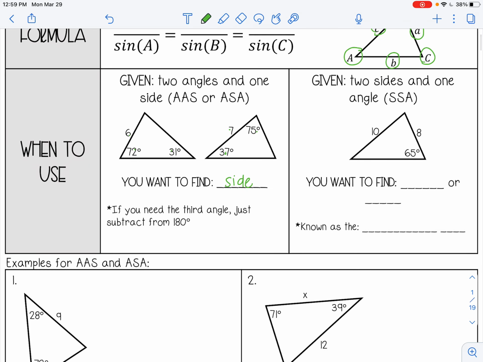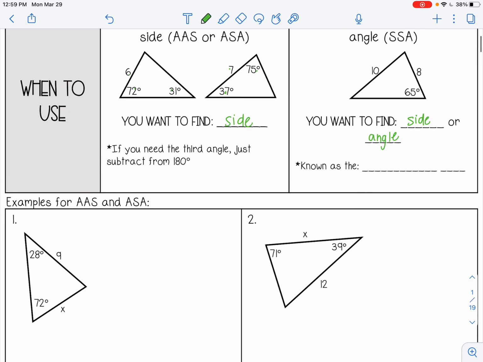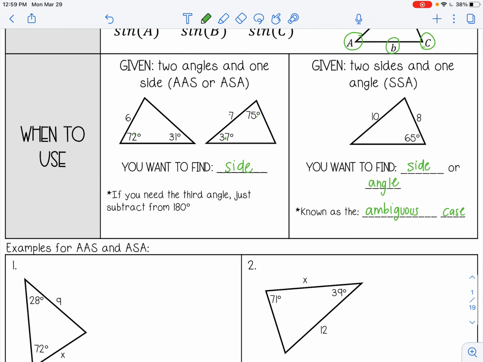You can also use the law of sines when you're given two sides and an angle, and you want to either find the third side or one of the other two angles. And this is known as the ambiguous case. And we'll get into why that is in the next video. But for now, let's just look at angle, angle, side, and angle, side, angle.